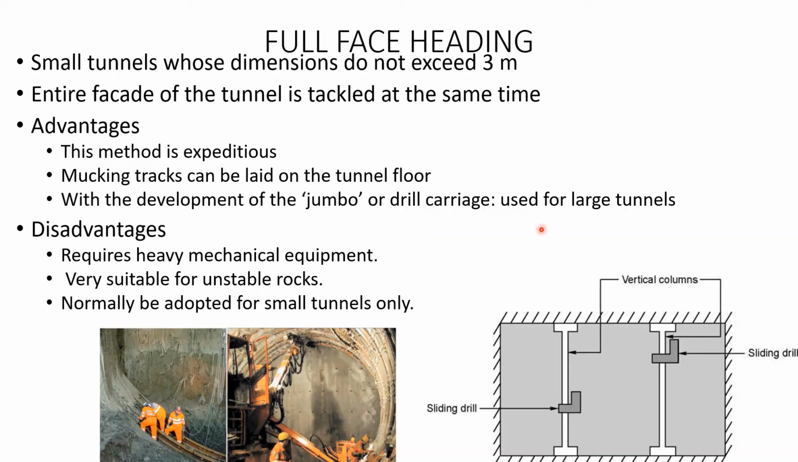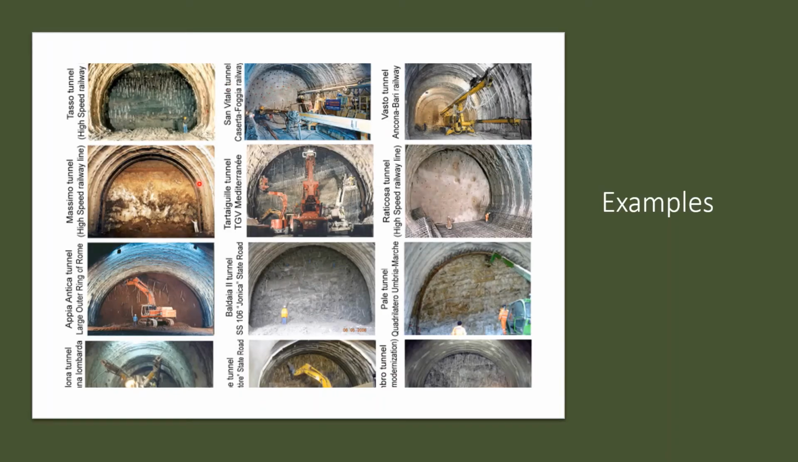So these are the advantages of the full face method, and the disadvantages include that it requires heavy machinery, and it is not suitable for unstable rock, because in this type the entire face is managed at the same time. So if the rock is unstable, there can be chances of accidents. This method is mainly suitable for stable rock, and normally it is adopted for small tunnels. So these are the details about the full face method. Next, these are some examples of the full face method. You can see here.